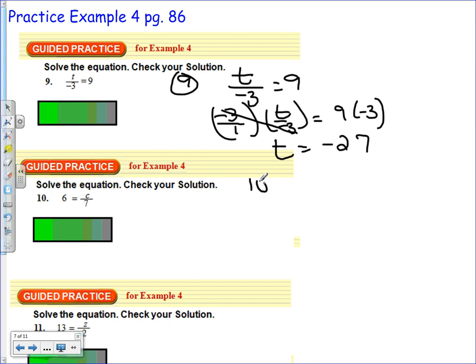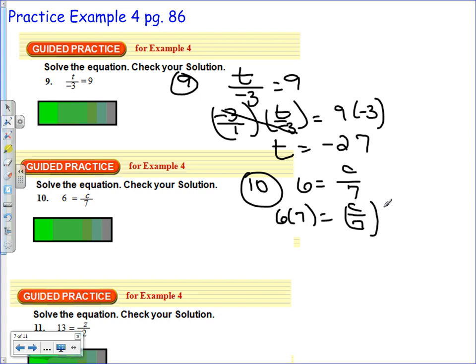Same thing if we take a look at number 10. We have 6 equals c divided by 7. The opposite of dividing by 7 is to multiply by 7. So I need to multiply both sides by 7. This side, my 7's cancel, so I'm left with 42 equals c.